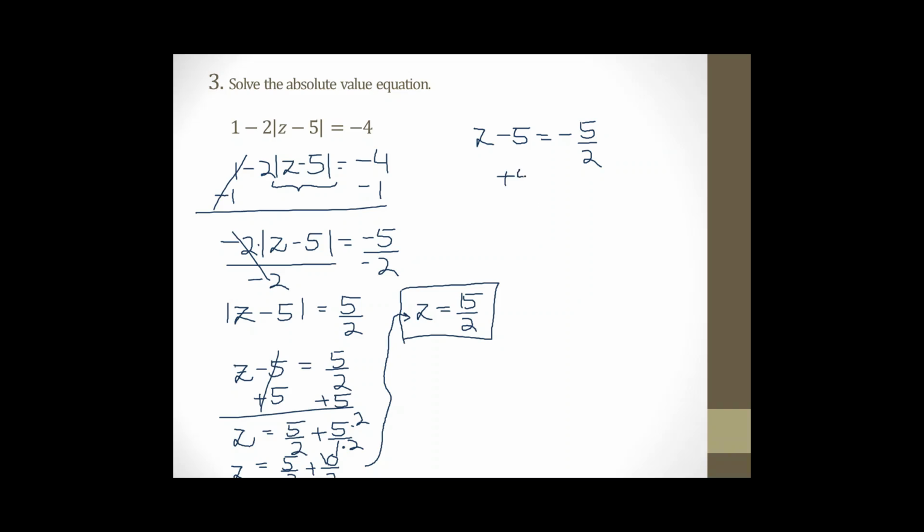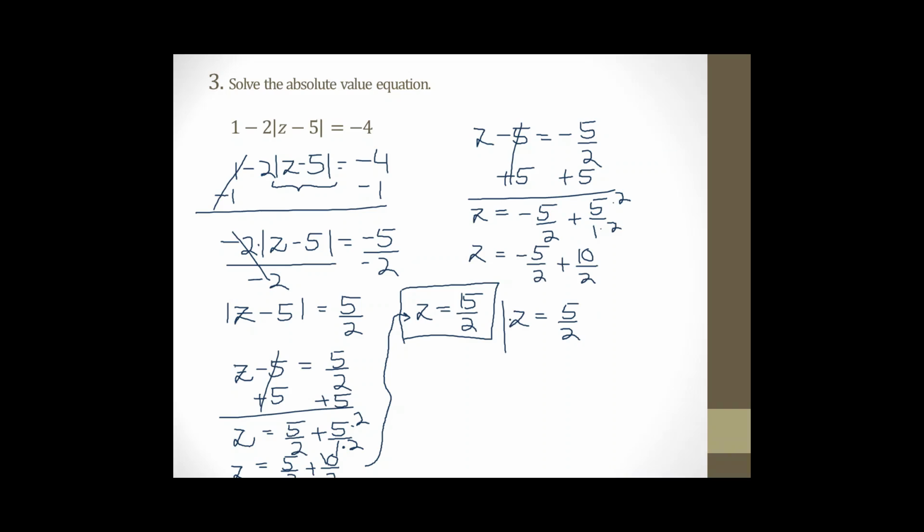So again, I have to add 5 to both sides, and I am getting negative 5 over 2 plus 5. Again, I have to find the least common denominator, which is 2, so multiply bottom and top by 2. So z equals negative 5 over 2 plus 10 over 2. Now add the numerators, and negative 5 plus 10 is 5 over 2. And this would be my second answer.